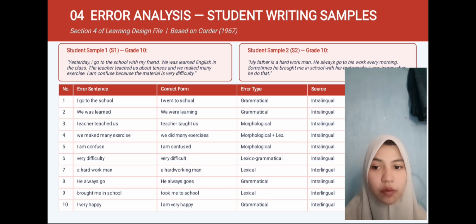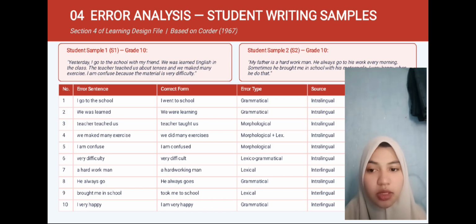The next is we was learn. The correct form is we were learning or we learn. This is a grammatical error. This is an incorrect auxiliary verb was with the plural subject. So this is a double passive construction error. The next is the teacher teach us. The correct form is the teacher taught us. This is a morphological error. So this is overgeneralization of the regular past tense rule to the irregular verb teach.